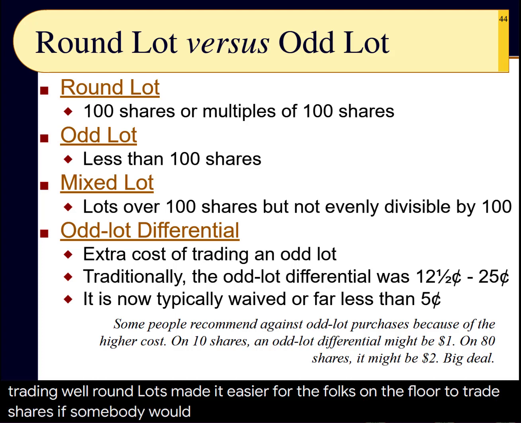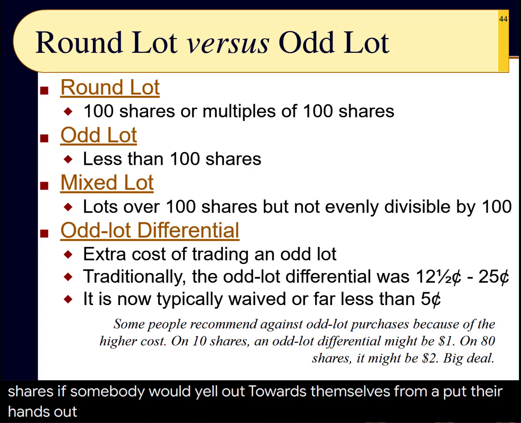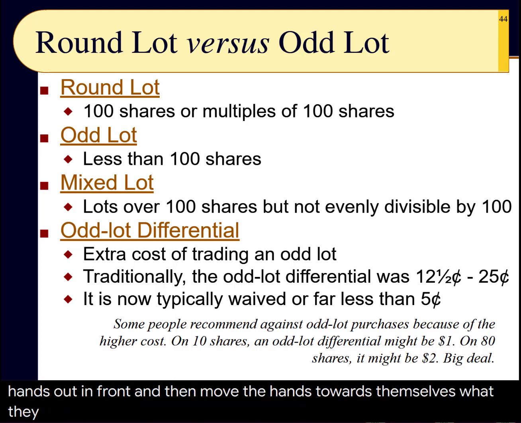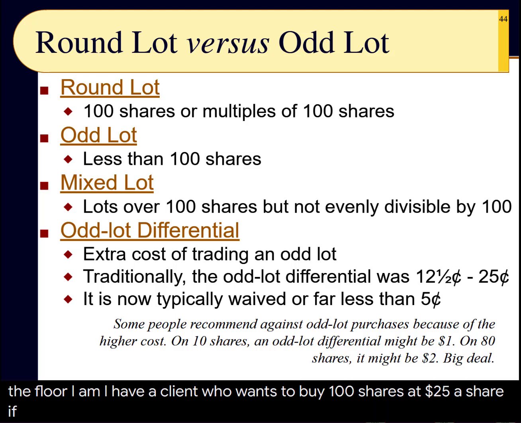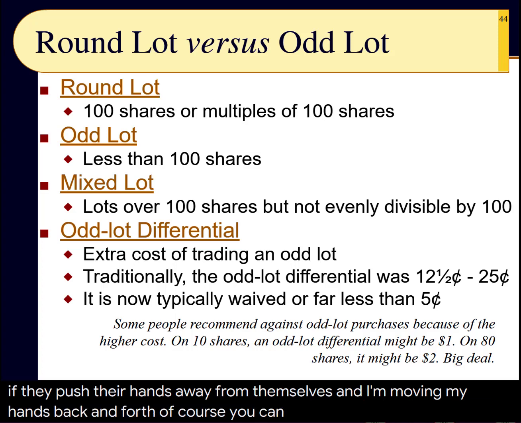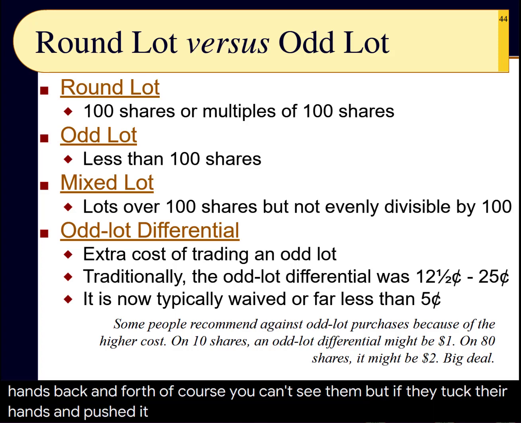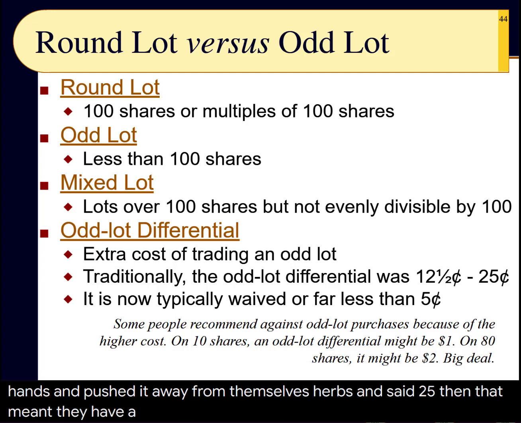If somebody were to yell out 25 and put their hands out in front and then move the hands towards themselves, what they were saying to the other traders on the floor, the other brokers, was: I have a client who wants to buy 100 shares at $25 a share. If they pushed their hands away from themselves and said 25, then that meant they have a client who wants to sell 100 shares at $25 a share.